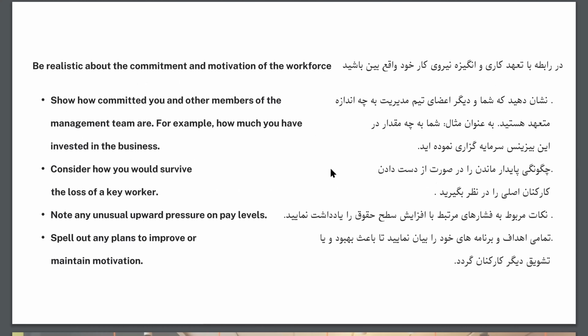And then be realistic about the commitment and motivation of your workforce.